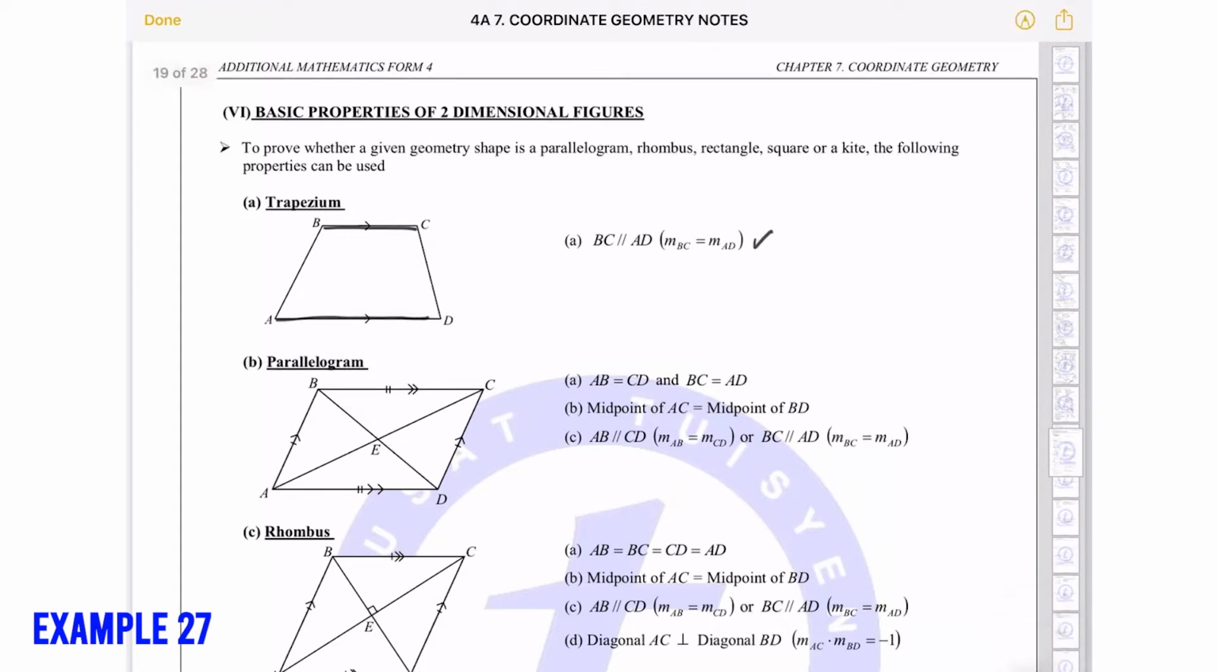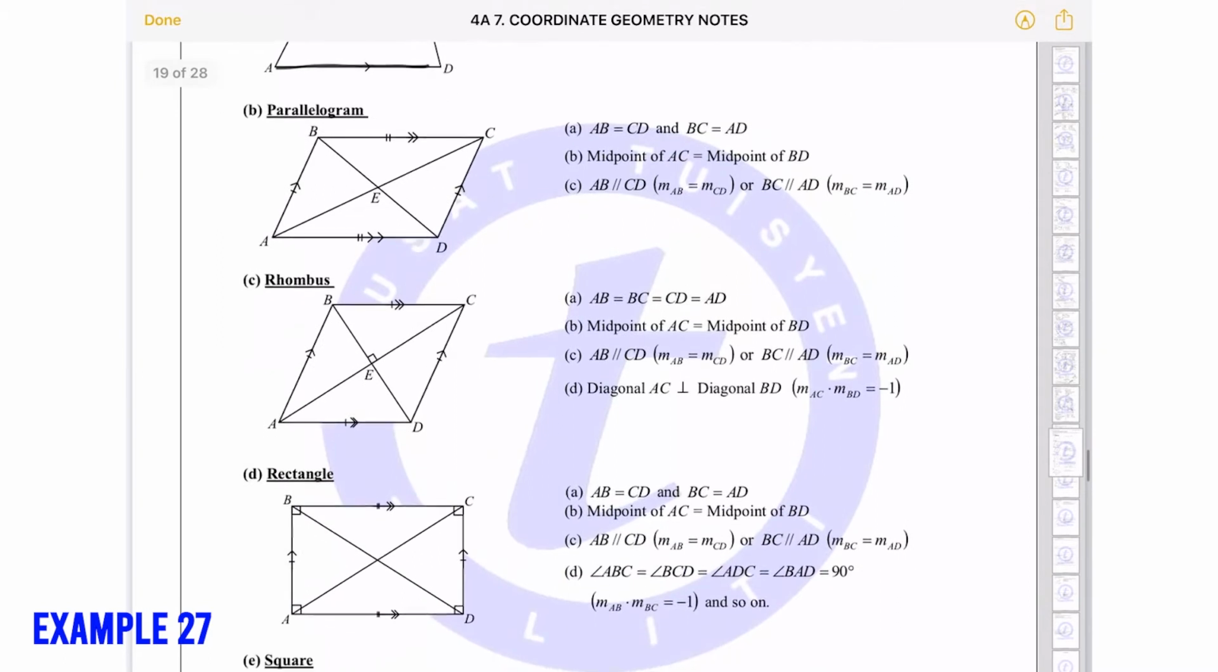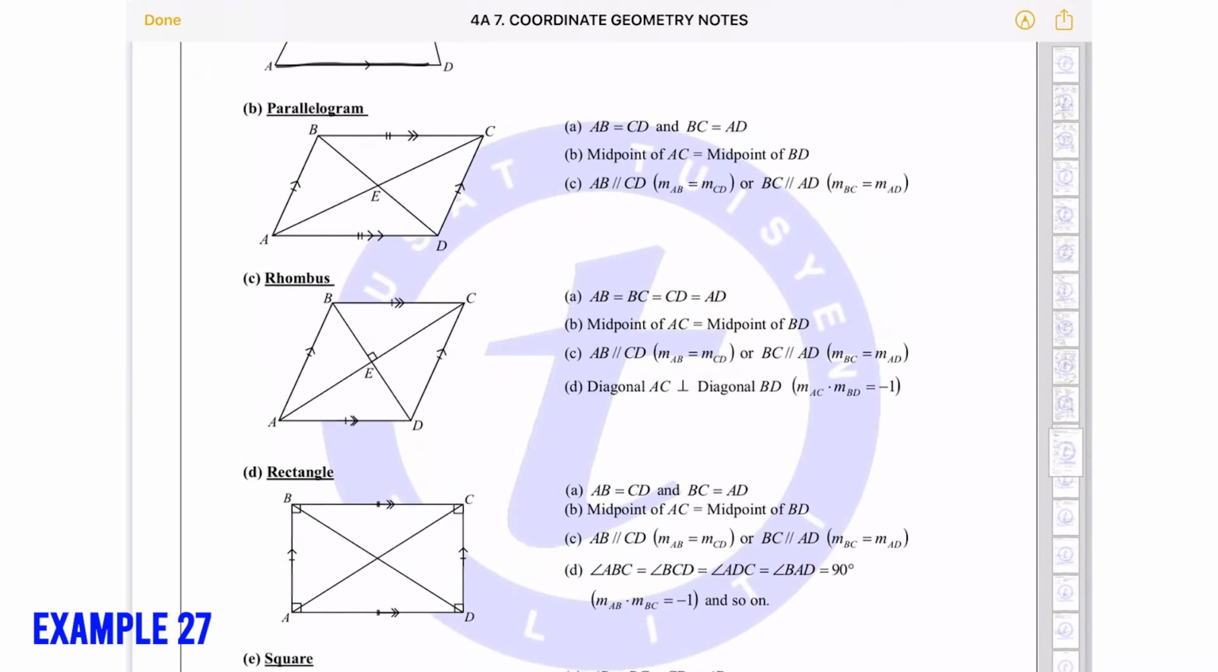As for a parallelogram, we know the midpoint of this diagonal here and this diagonal over here must be the same, which is at point E. Another thing is, of course, that the distance AB must equal DC, BC must equal AD, and the gradient must be the same. It's actually the same as a trapezium. The only difference is the midpoint of the diagonal. Then rhombus.